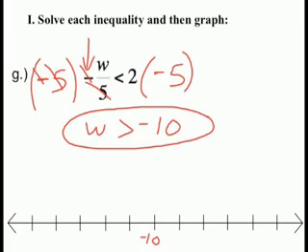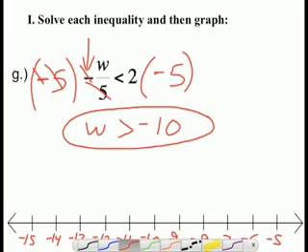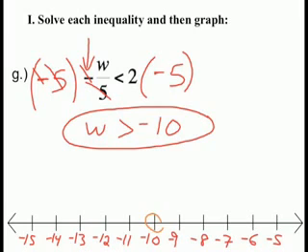Now we fill out the numbers on the number line, again by putting negative 10 in the middle and filling in the rest of the numbers. Now we must put a circle at negative 10, and it's an open circle because it's greater than, and we shade to the right because it's all the numbers greater than negative 10.